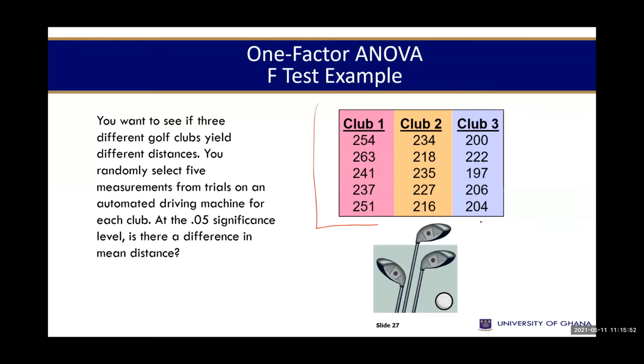Okay, so let's assume this is the data we have collected. So maybe we went to the Achimota Golf Club, and this is what we have. We want to know whether there are differences in the distance when I'm able to hit the ball. So club 1, club 2, club 3, hitting the ball each time. As I said, the data we've collected should be independent. Whatever is happening to hitting the ball with club 1 has nothing to do with hitting the ball with club 2 or club 3.